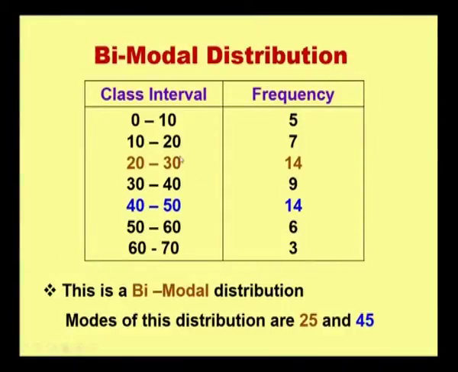And look at this example. Here the class interval 20 to 30 has the frequency 14, and 40 to 50 also has the frequency 14. Therefore, two class intervals have the highest frequency, and again it is bimodal, and 25 and 45 are the modes.